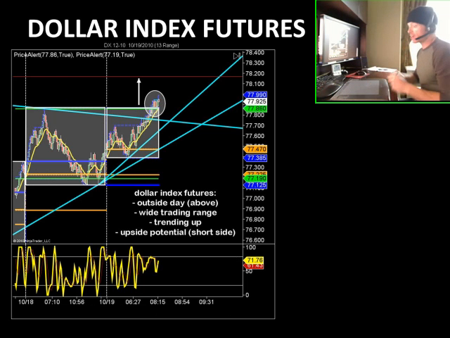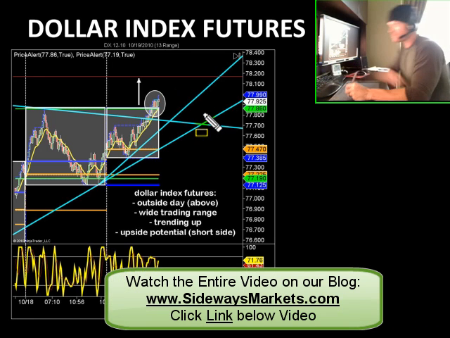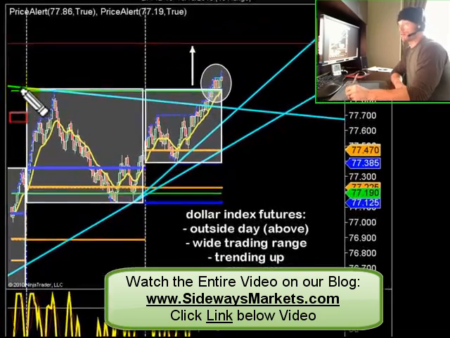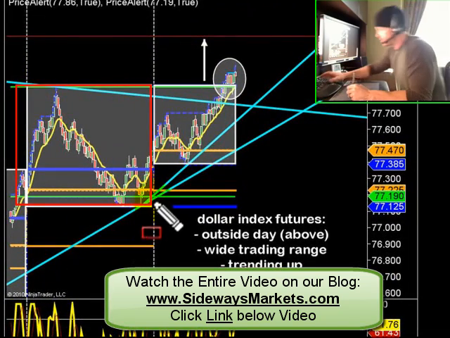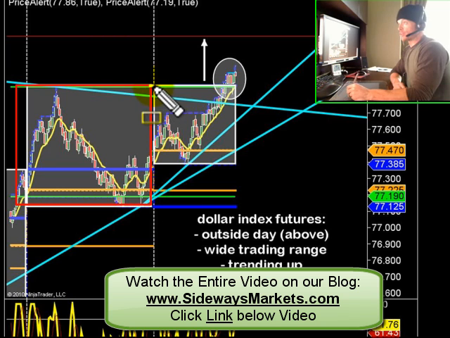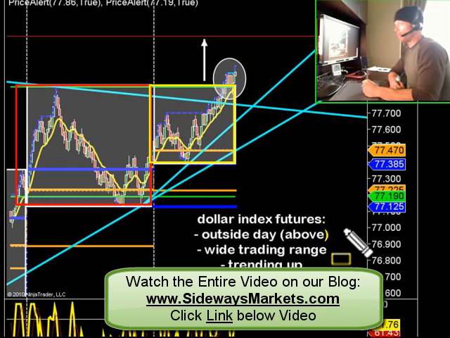Here's my dollar. Guys, if you weren't here for morning prep this morning, you missed a lot. Now, here's what we saw today in the dollar. First of all, there's my trading range yesterday, right? Then you've got the trading range today. And as you can see here, what happened? We broke above the trading range from yesterday.